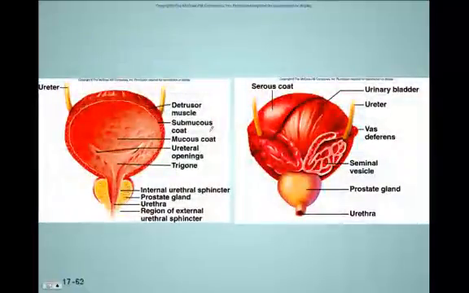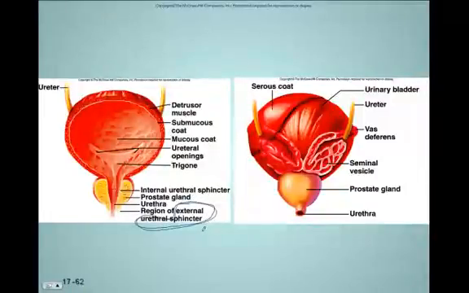So obviously, the detrusor muscle has to contract. This big muscle around here has to contract to help push the urine into the urethra. And then our external urethral sphincter, which is going to be down here, will then relax and allow the fluid, the urine, to move from here on out. And so it's really this external urethral sphincter that's responsible for our bladder control.